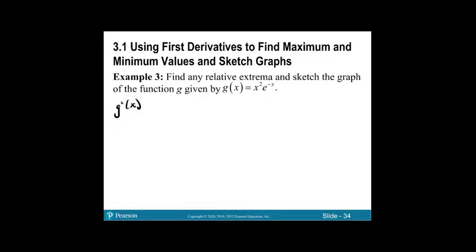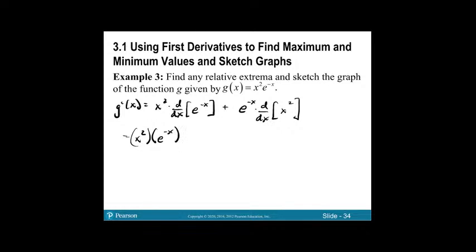We have to use the product rule: the first times the derivative of the second, plus the second times the derivative of the first. So that's x squared times the derivative of e to the negative x, which is itself times the derivative of the exponent, negative 1. Plus e to the negative x times the derivative of x squared, which is 2x.